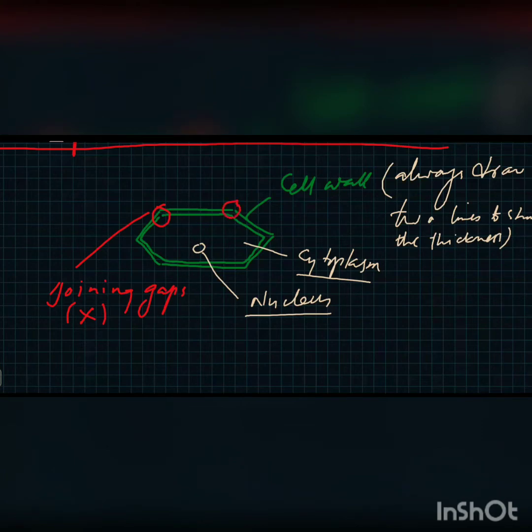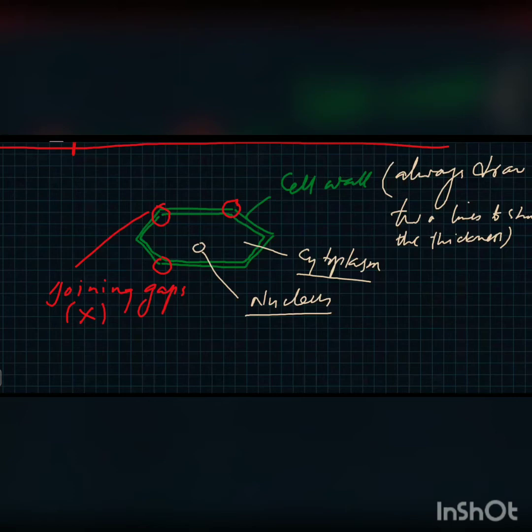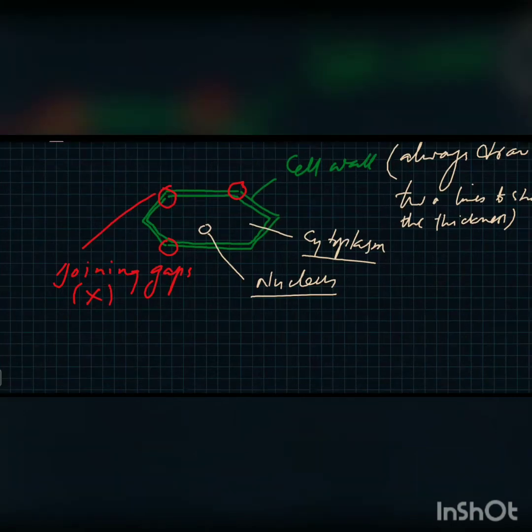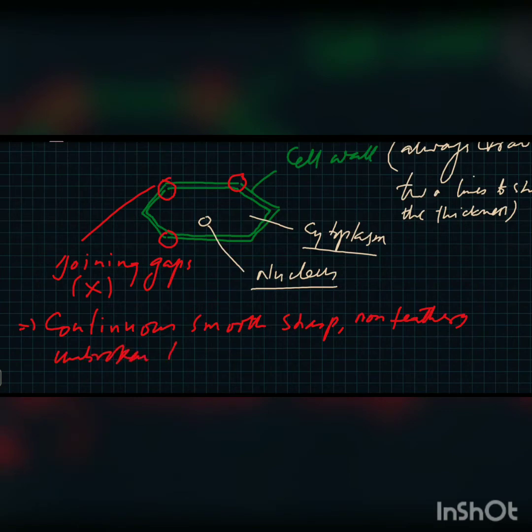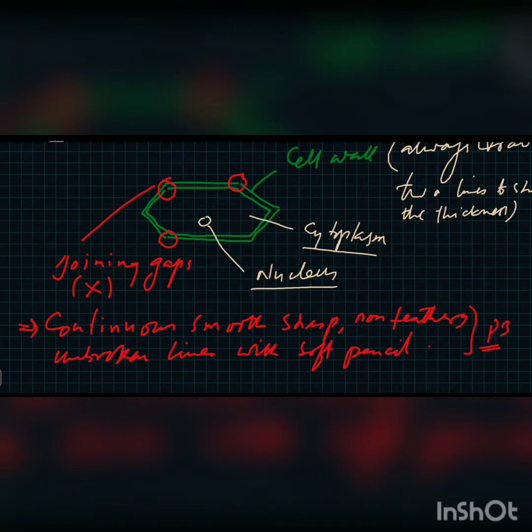So it should be continuous, smooth, sharp, non-feathery, unbroken lines with soft pencil. So when you draw this for your paper 3, you should make a note of it that there are some marks for quality of a diagram. Okay.